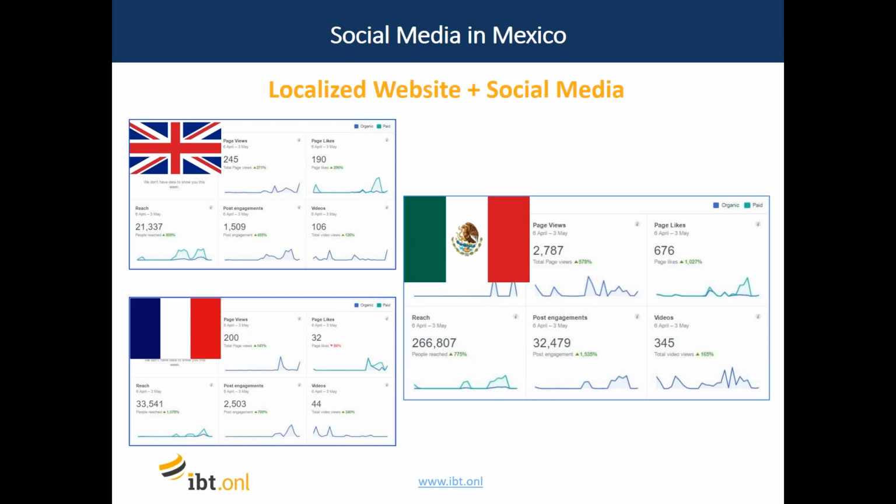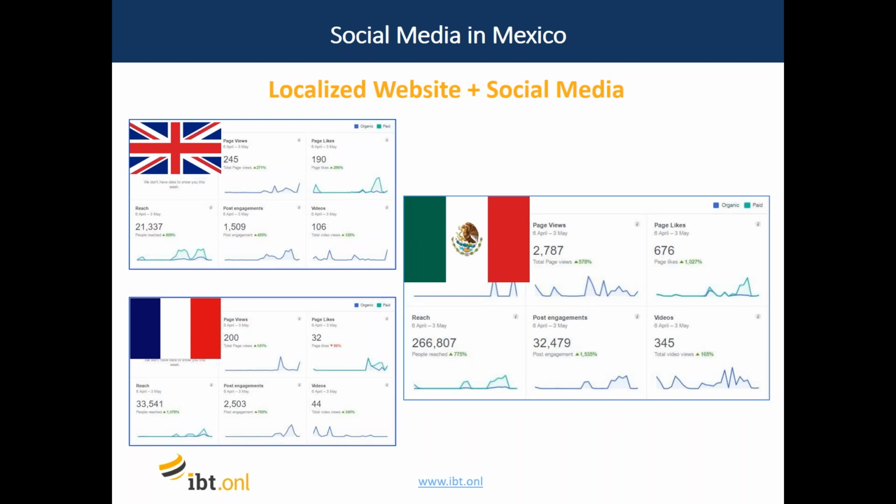and they were all set up at the same time. They had the same number of posts. All 3 pages were optimized for the local markets. The only variable is the market they operate in, but that makes a huge difference. As you can see here, in the UK, our client was able to reach just over 21,000 people in the first month. In France, that was slightly higher with 33,500, but in Mexico, madly, they reached 266,807 people. So there's an incredible difference.